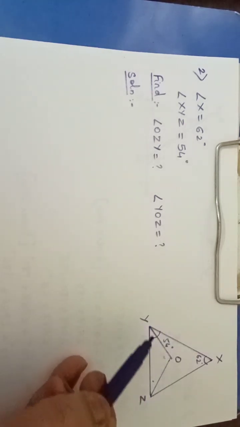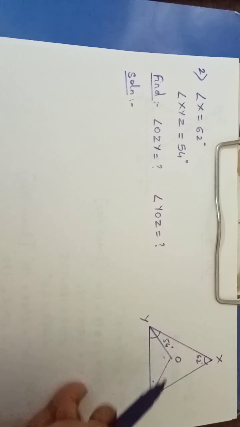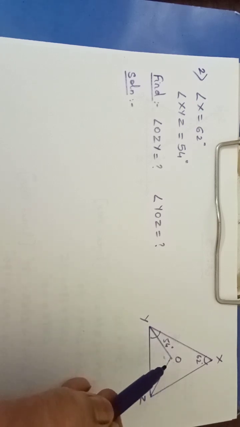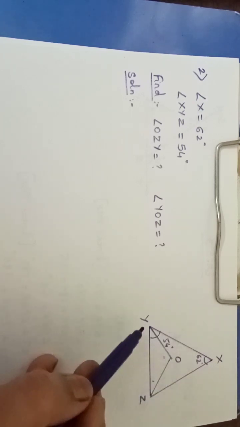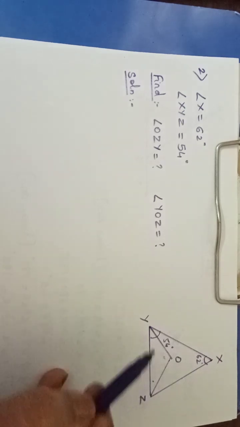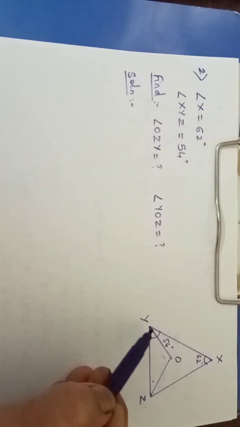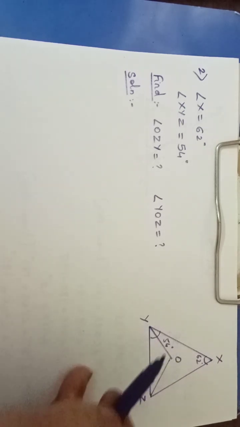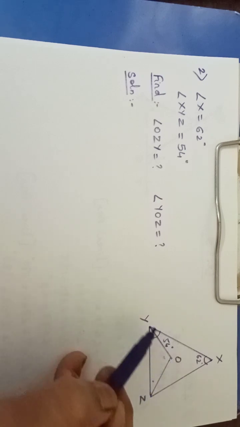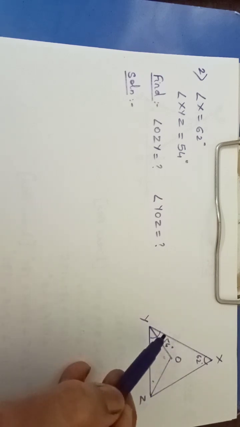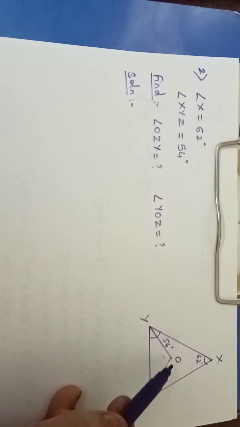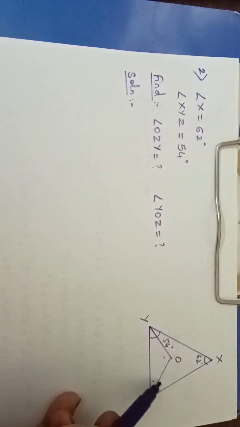Further, one more thing is given to you, that YO and OZ are the angle bisectors of XYZ and XZY. YO is the bisector of XYZ. That means this YO is dividing this whole angle into two equal parts, and this OZ is dividing this whole angle into two equal parts.